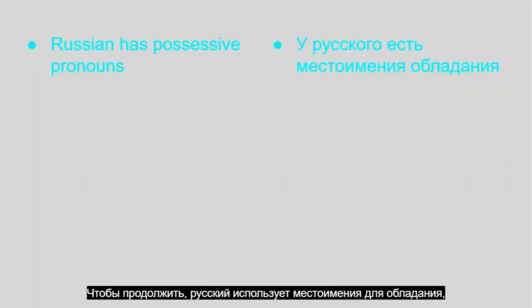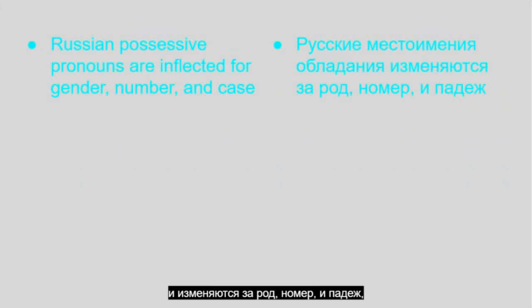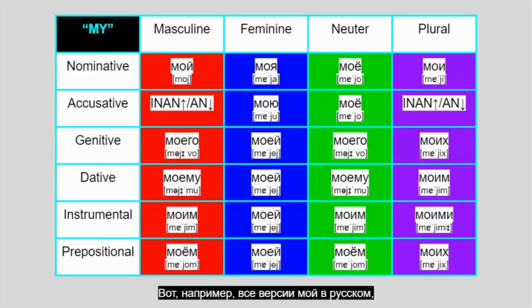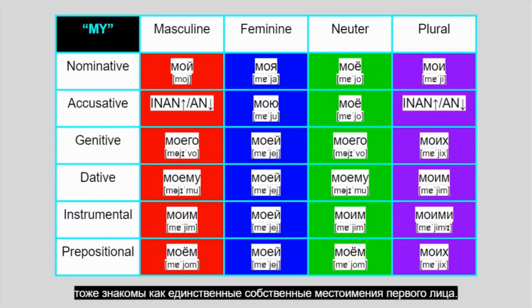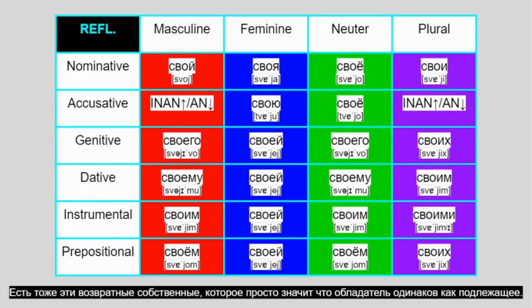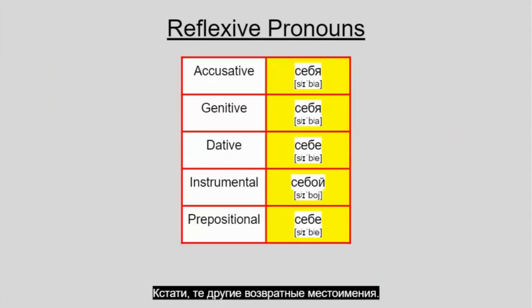Continuing on, Russian uses pronouns for possession, and they're inflected for gender, number, and case, although they do resemble the inflections that adjectives take, which we'll get to in a minute. Here, for example, are all the ways to say my in Russian, also known as the first-person singular possessive pronouns. Here are the ones for second person, which are pretty much the same except for the consonants at the beginning. There are also these reflexive possessives, which just means that the possessor is the same as the subject. By the way, these are the other reflexive pronouns.